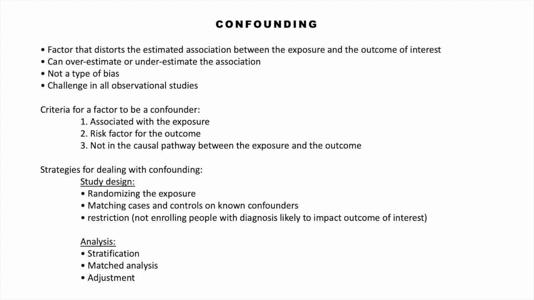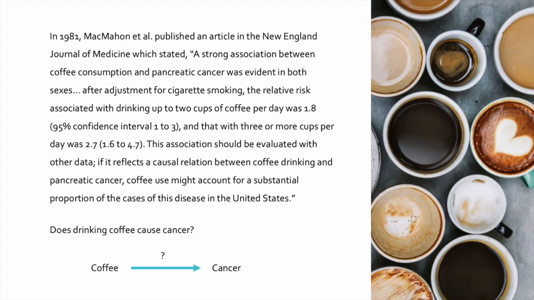In 1981, McMahon and colleagues published an article in the New England Journal of Medicine which stated, "A strong association between coffee consumption and pancreatic cancer was evident in both sexes. After adjustment for cigarette smoking, the relative risk associated with drinking 2 cups of coffee per day was 1.8 with a 95% confidence interval of 1 to 3, and that with 3 or more cups of coffee per day was 2.7 with a 95% confidence interval of 1.6 to 4.7.